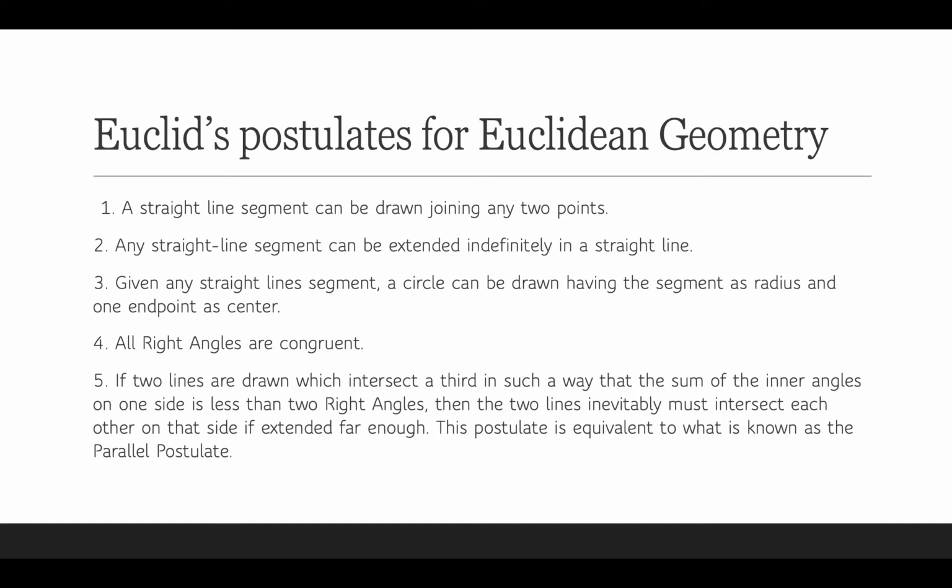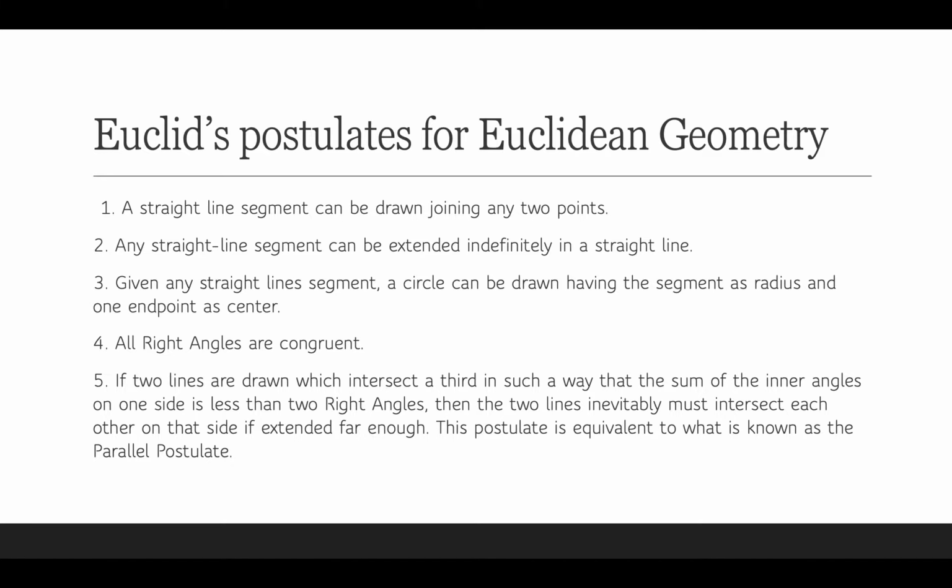and that in turn creates the radius of the circle. For number 4, all right angles are congruent, meaning that it doesn't matter if my 2 line segments that are perpendicular, it doesn't matter how long they are, the right angles are always going to be the same. They're always 90 degrees. And then for number 5, if 2 lines are drawn which intersect a third in such a way that the sum of the inner angles on one side is less than 2 right angles, then the 2 lines inevitably must intersect each other on that side if extended far enough.